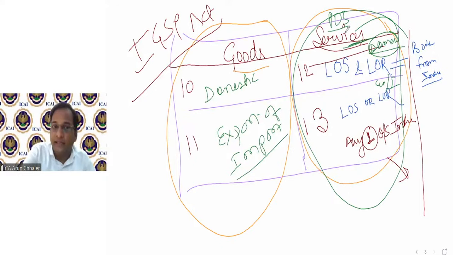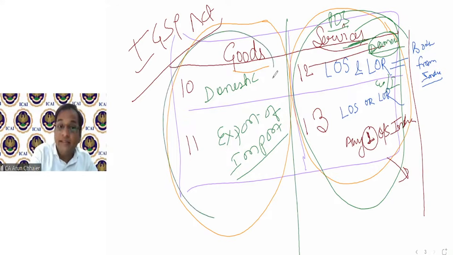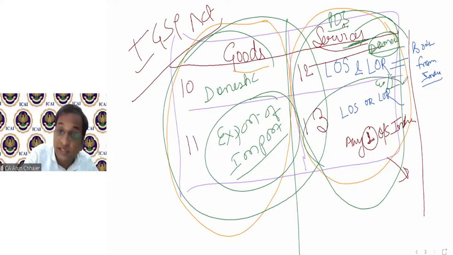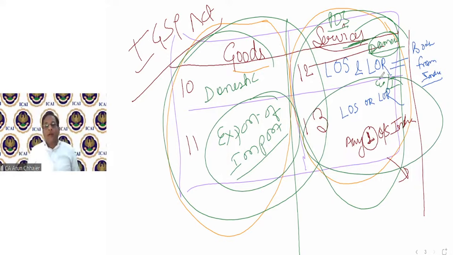Therefore, always remember that in section 11, you use it when it is export or import of goods. But in section 13, you are not able to decide export or import of service without the place of the supply, and we are determining the place of the supply. Therefore, section 13 says that the location of the supplier and the location of the recipient, anyone, is outside India. So the differentiation is clear.